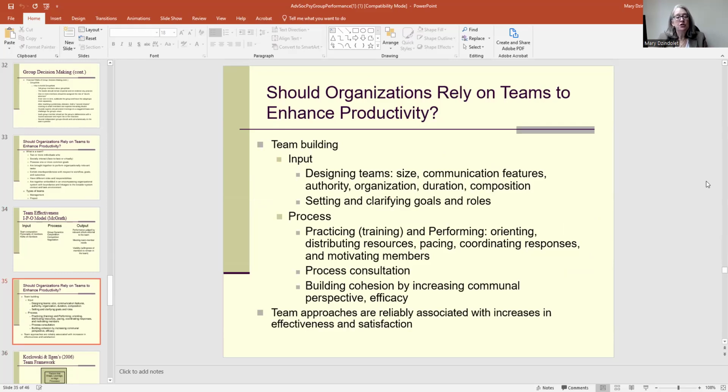Should organizations rely on teams to enhance productivity, or would it be better to have individuals work alone? The thing with teams is in most organizations, you can't have a person work alone. Most of the time, the task that needs to be done, it's not possible to have an individual do it. You have to have a team do it. So you have to really rely on teams to enhance your productivity.